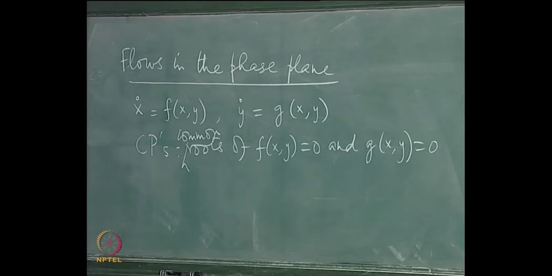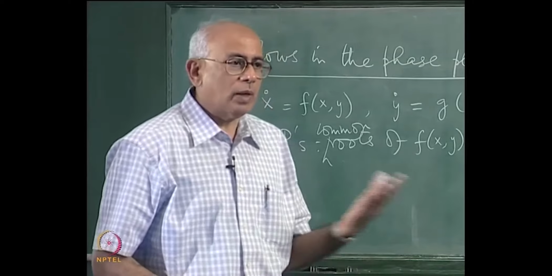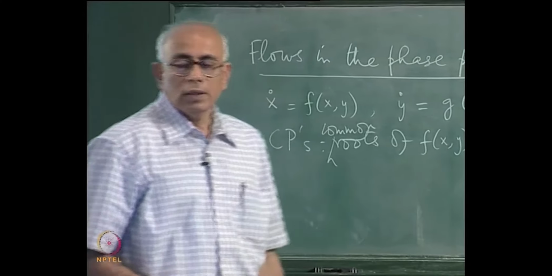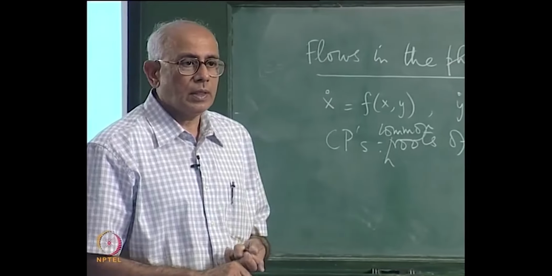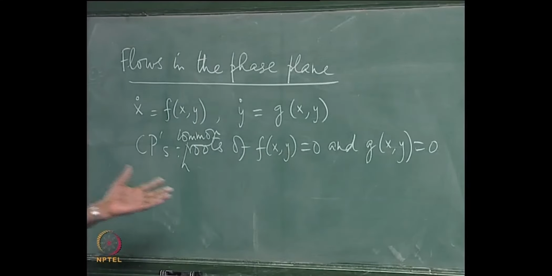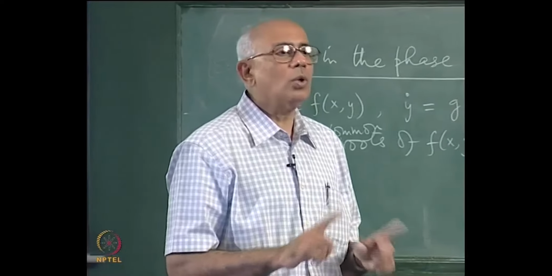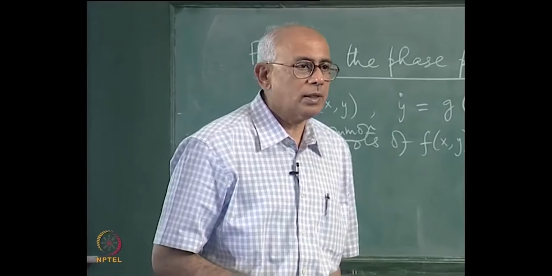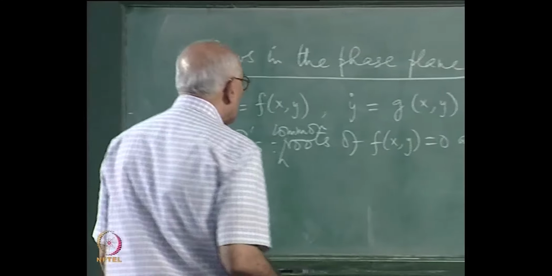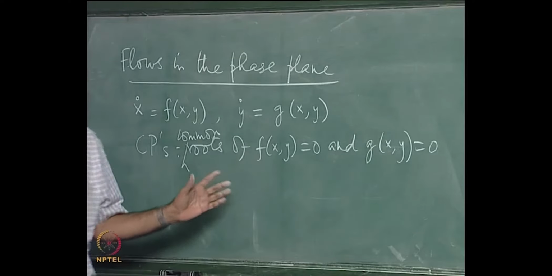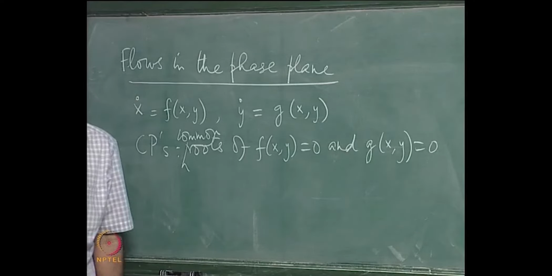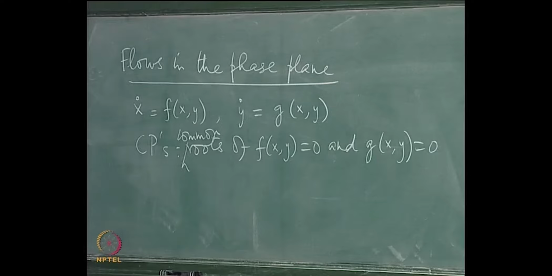Since f of x, y equal to 0 is some kind of curve in the xy plane, and so is g, this is the intersection of the two curves given by f is 0 and g is 0. Again the statement is that the critical points in the phase plane control the behavior of the flow to a large extent. So we would like to analyze what kind of critical points you could possibly have in the phase plane. And what would be the way to do this?